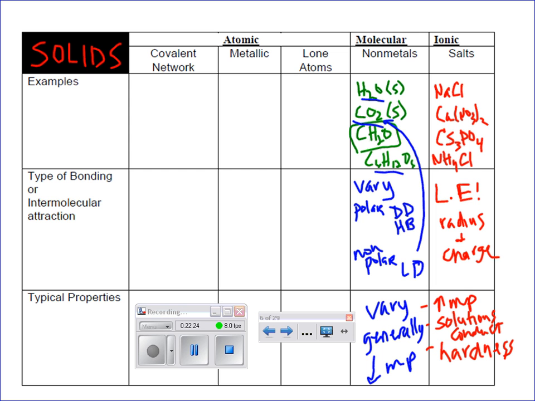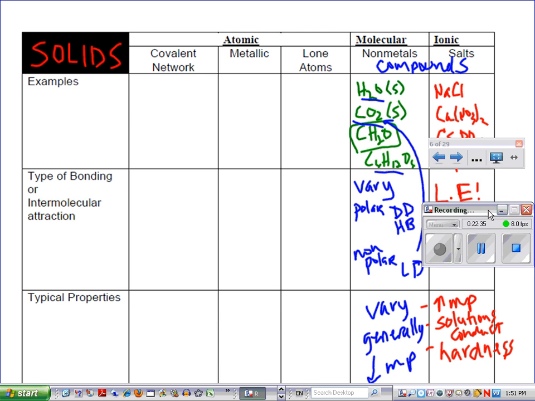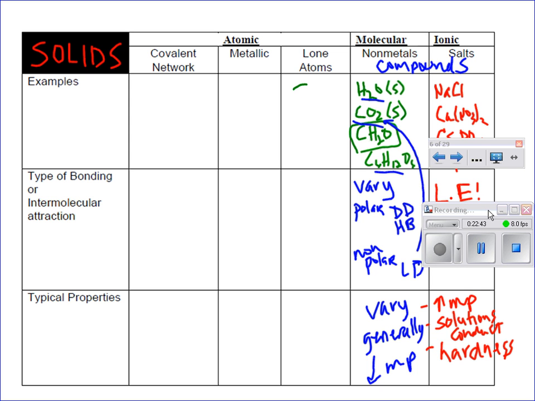Okay. So that takes care of compounds. So these are basically all our compounds, right? Now, what about when we just have lone atoms all by themselves? Someone pick an atom off the table. Sulfur. I heard sulfur first. I like sulfur.